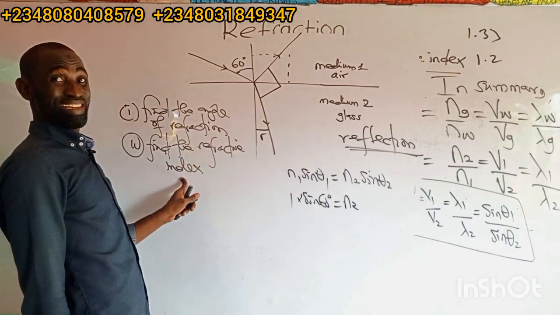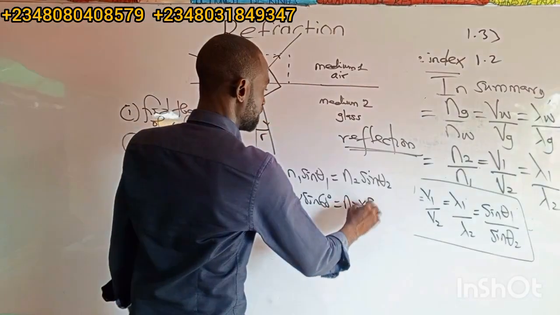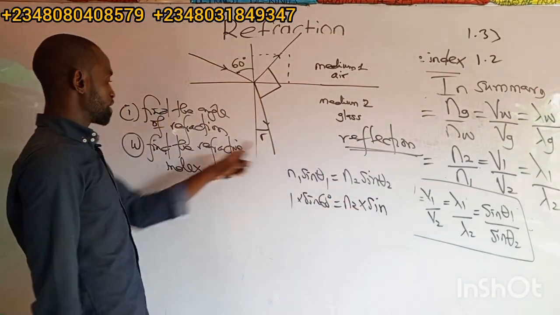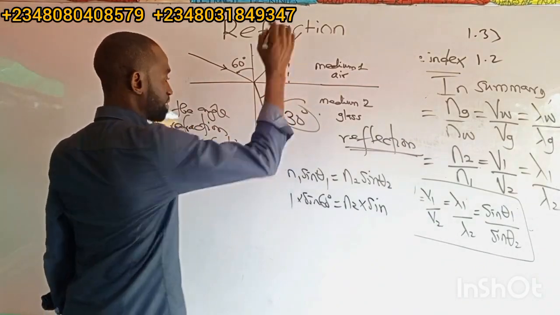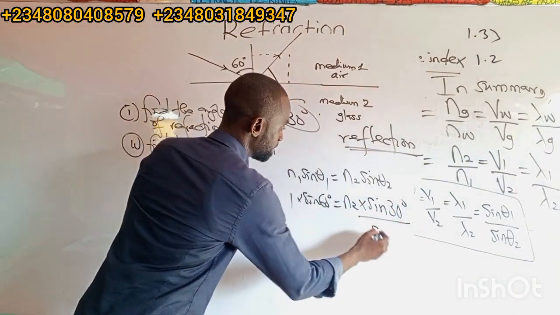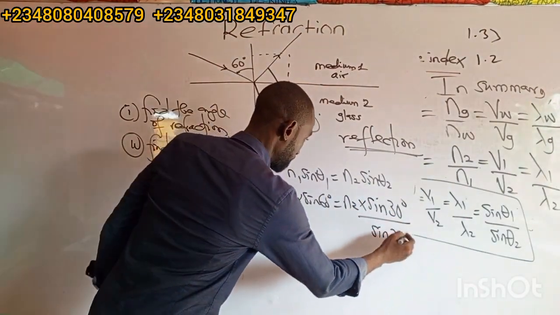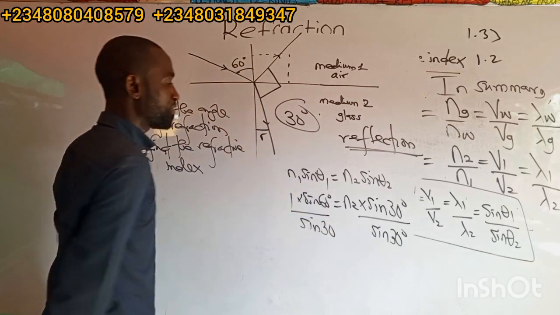The refractive index of the second medium, which is glass. Okay? And then what now? What is sin theta 2? The angle of refraction, which we have done, which is 30. I think we have 30, so put 30 here. What's the next thing? By 30. So what do I have here?